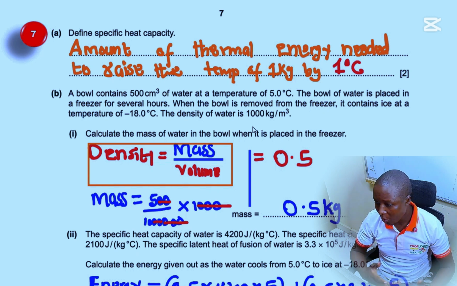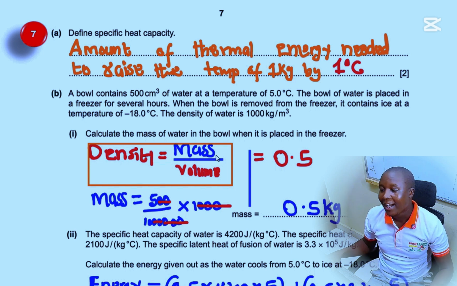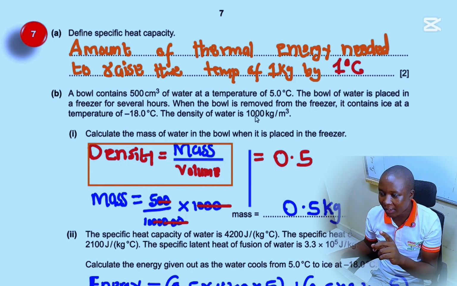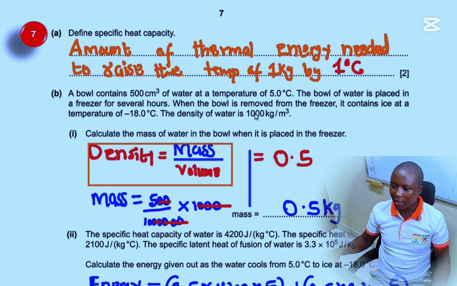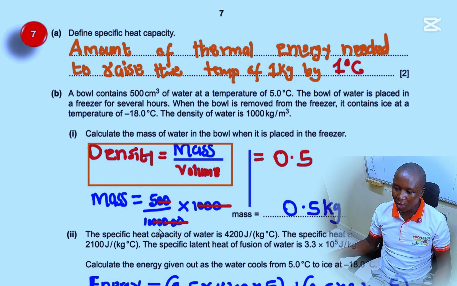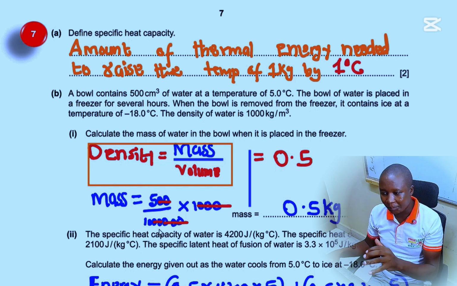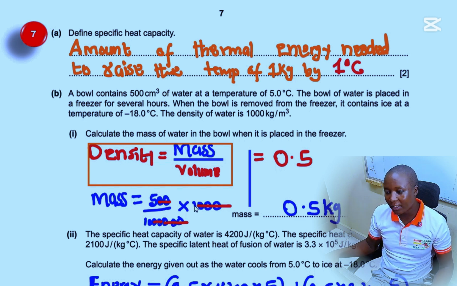Then you are told a question whereby you're supposed to use density to calculate the mass. We understand that density is equal to mass over volume. The mass is calculated in kg here, but you need to remember that the density was given in kilograms per meter cubed and the volume is given in centimeter cubed. So we are going to divide by a million in order to convert the centimeter cubed to meter cubed, so that you can multiply by the density for us to get the mass.